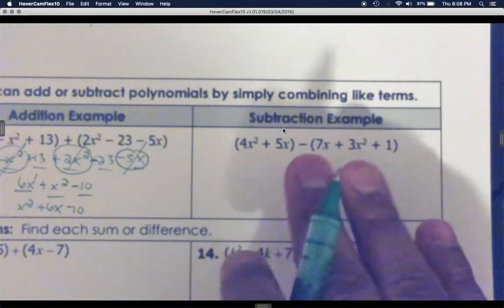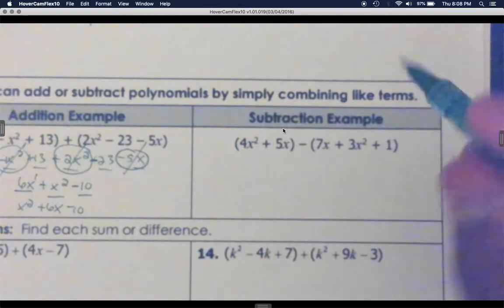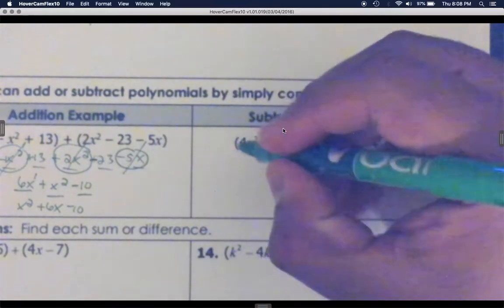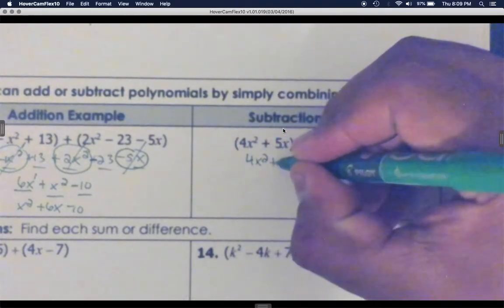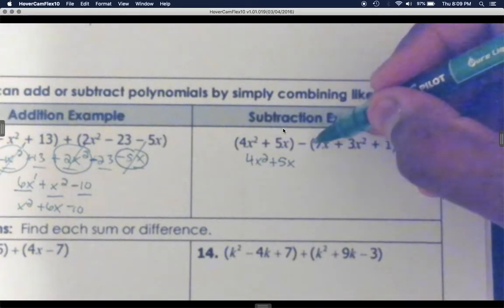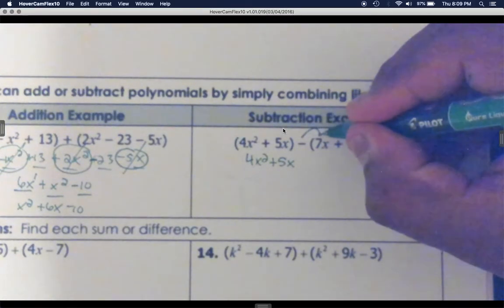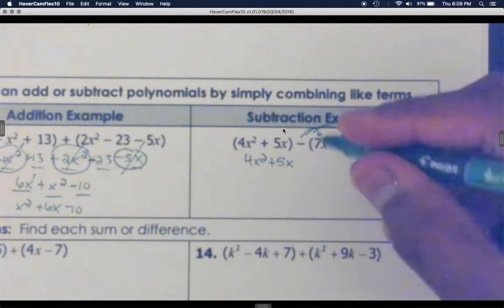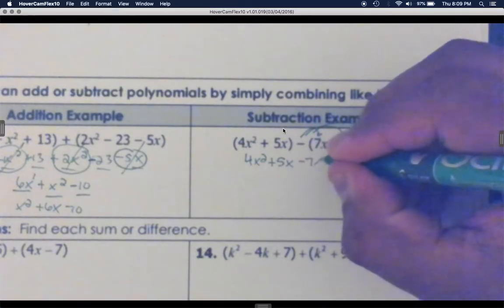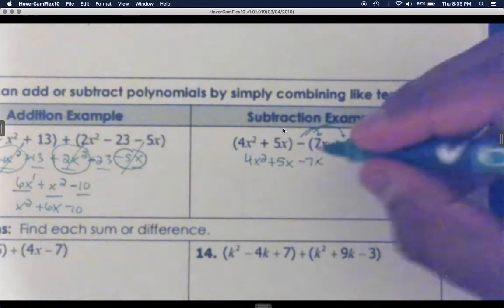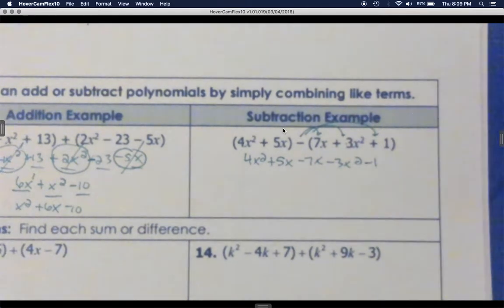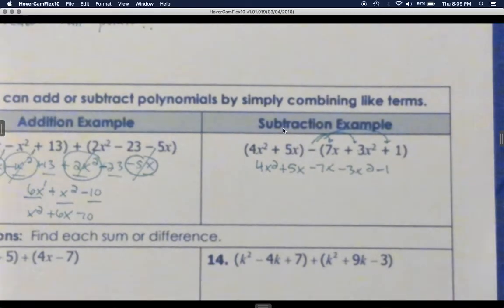Alright, so you're doing the same thing with subtraction. The only difference is this little step that I'm going to highlight in a second. Notice that we don't have anything to distribute, so I'm just going to rewrite it over. Now notice that we do have something to distribute here. We have a negative. Now when we distribute a negative, it changes the signs, because anything times a negative is going to be the opposite sign. So negative times 7x is a -7x. A negative times a +3x squared is a -3x squared. Negative times a +1 is a -1. So that is the only tricky part to these problems, but everything else is exactly the same.